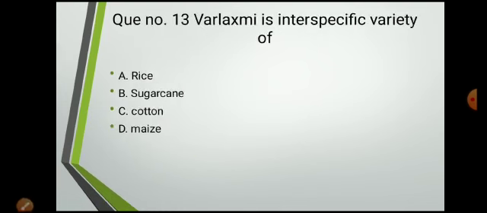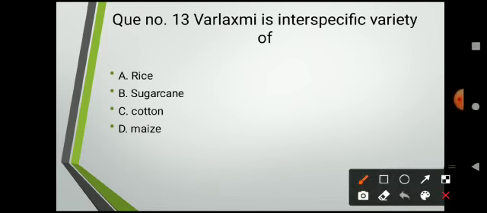Next question, question number 13. Varalakshmi is an interspecific variety of. And the options are option A, rice, option B, sugarcane, C, cotton, and D, maize. And the correct option is option C, that is cotton. Varalakshmi is an interspecific variety of cotton, and it is an interspecific hybrid between Gossypium hirsutum and Gossypium barbadense, and it was released from UAS Dharwad, Karnataka.